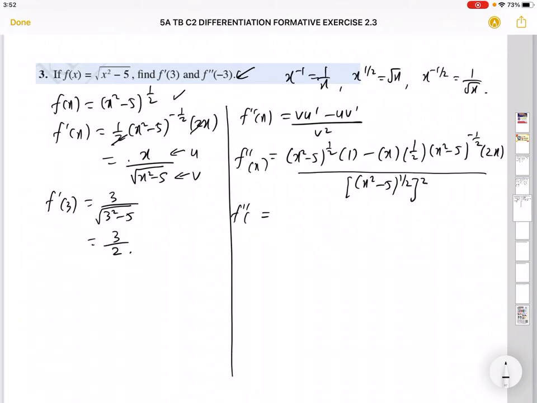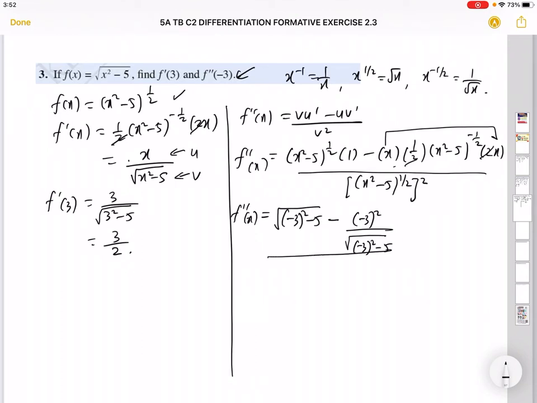So now we are going to put negative 3 inside here. You square it, minus 5. Power half is a square root. This will be, can I cancel this too? This will be x squared. x and x times together, guys, is going to be x squared. So I'm going to put negative 3 here. I square it. And power negative half is just 1 over negative 3 squared minus 5. Then, oops, this is a bit ugly.